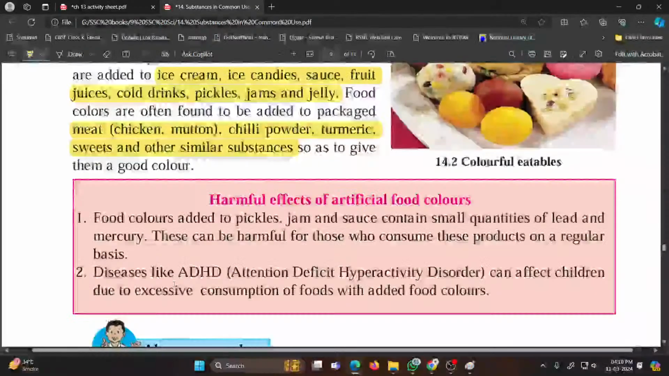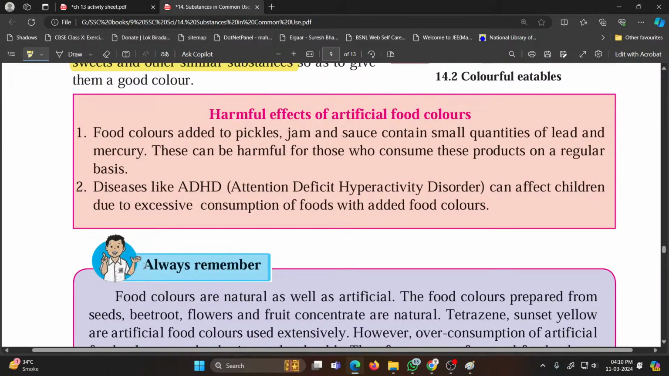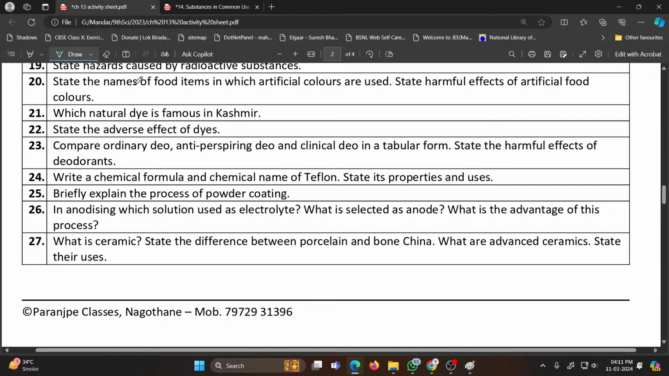What are the harmful effects of using the food colors? Food color added to pickle, jam, sauce contains small quantities of lead and mercury. Lead and mercury are harmful to those who consume this product on a regular basis. It can cause ADHD, that is attention deficit hyperactivity disorder. It can affect the children due to excessive consumption of food with added food colors. These are the hazards.